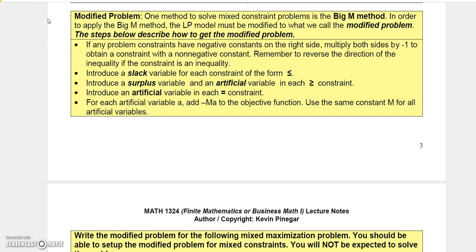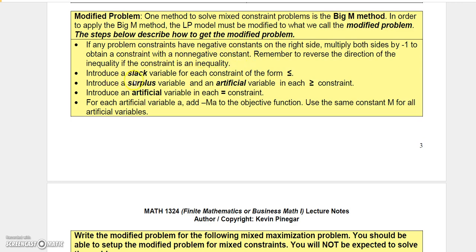To solve these mixed constraint problems, we can use a method called the Big M method. But in order to apply the Big M method, the problem must be written in what's called the modified form. So we have to get what's called the modified problem. Now, the steps to get to the modified problem are simply, first of all, if you have any problem constraints that have negative constants on the right side, you need to multiply both sides of your constraint by -1 to obtain a constraint that has a non-negative constant.